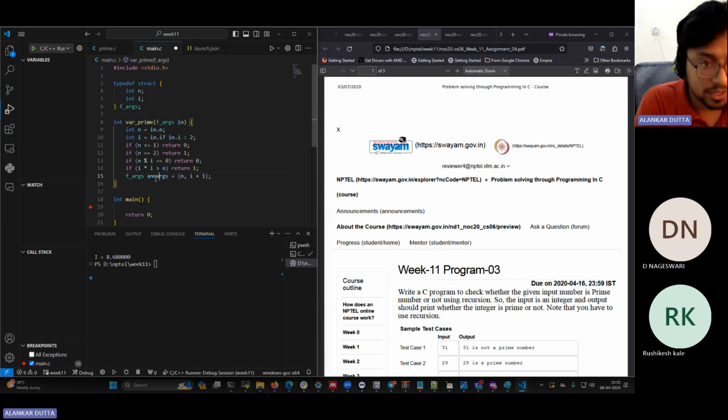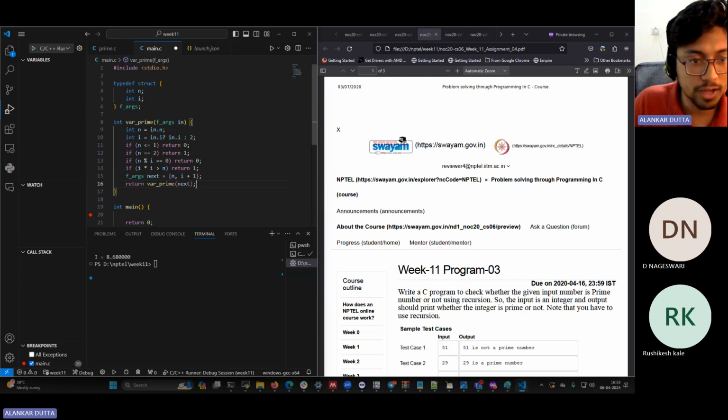And then you call f args, and you call it next. So this is the next one that you would need. Sorry. Next one that you need, and you call it with n comma I plus 1, because this is the next argument, the next structure that I define in here, and then I'll call var prime next. So what this is going to do is now call it with the next structure, which is of the type f args, and then this next value is going to be like we start from 2, and then this goes to 3, 4, and then all the numbers are checked till root n, basically.